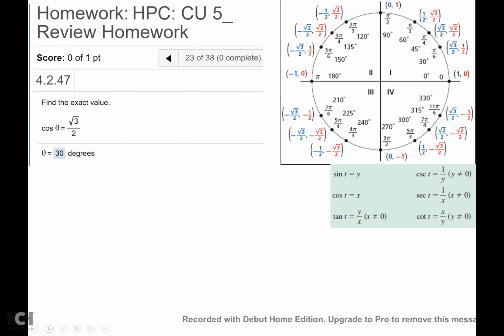Okay, so find the exact value. Cosine is the square root of 3 over 2. Well, cosine is x. So I'm looking for an x-coordinate that's the square root of 3 over 2, which is this one, which is 30 degrees.